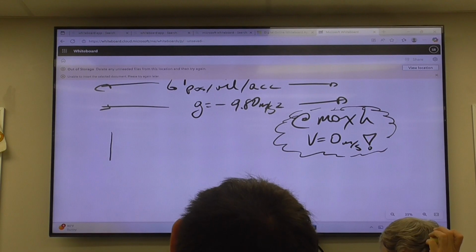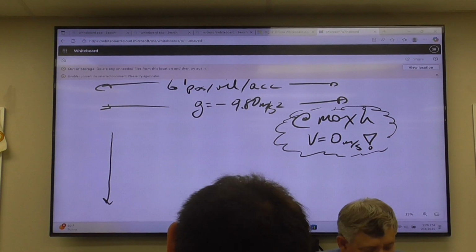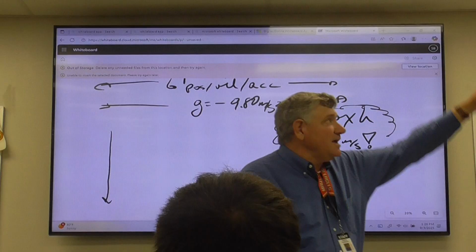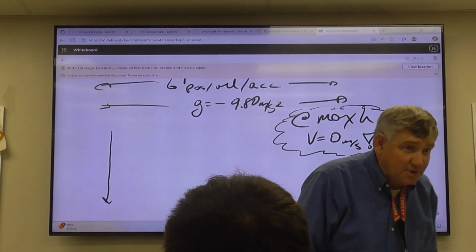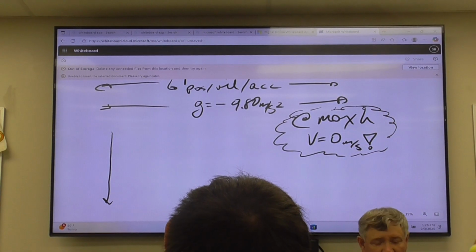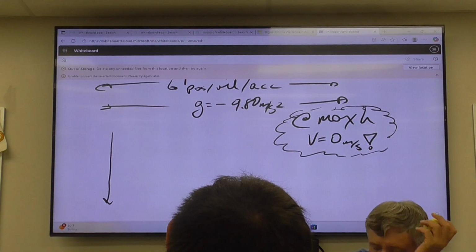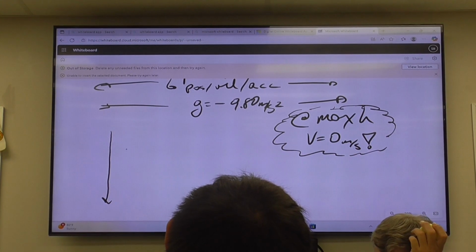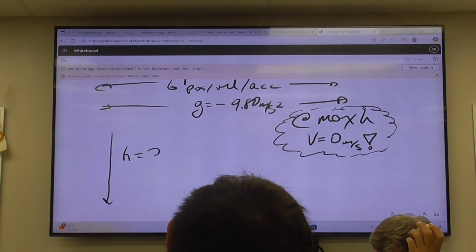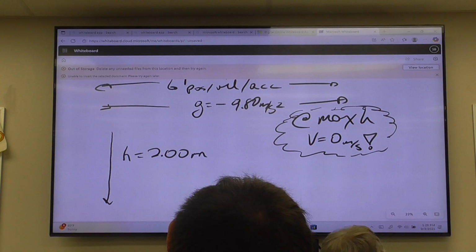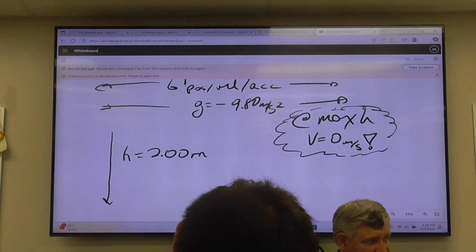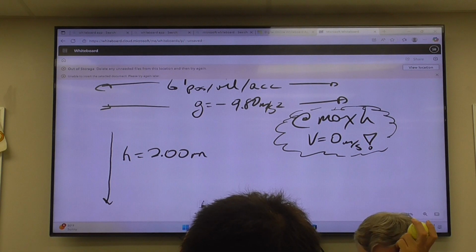All right, so here's going to be the story. So I'm going to hold up this tennis ball to a height of 2 meters, and I'm just going to drop it. Okay? Just going to drop it. So the height that it's going to fall is 2 meters. Okay? So all the numbers that you need is that it's going to fall a height of 2 meters.